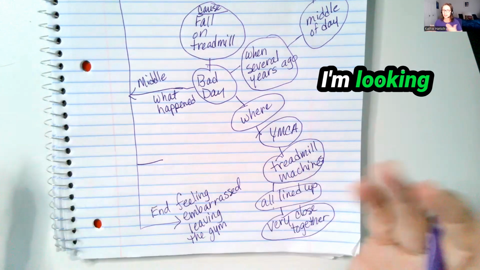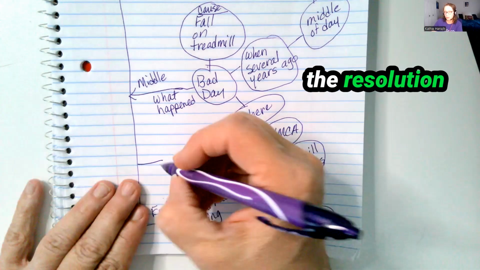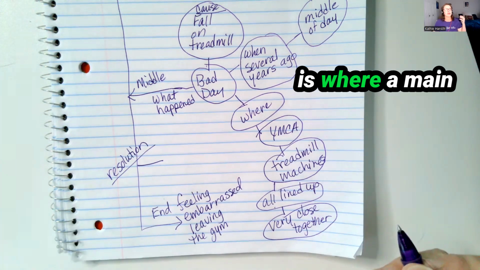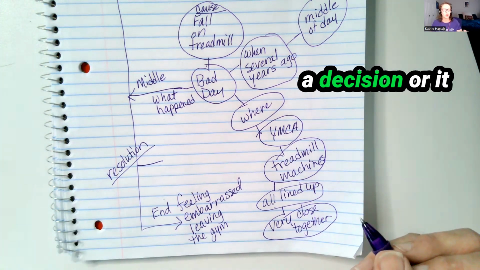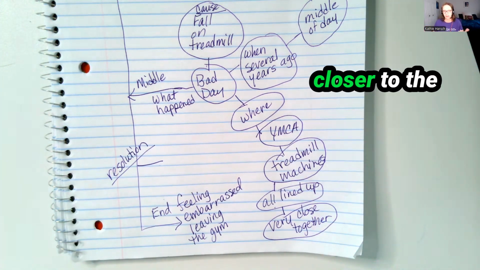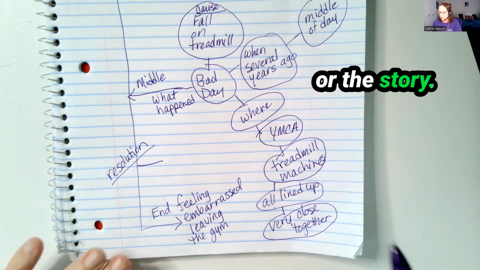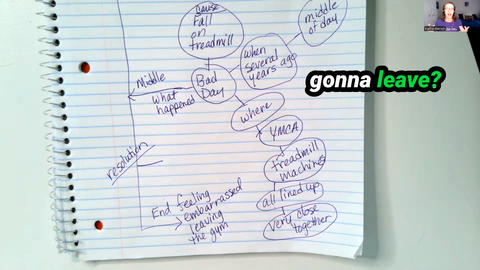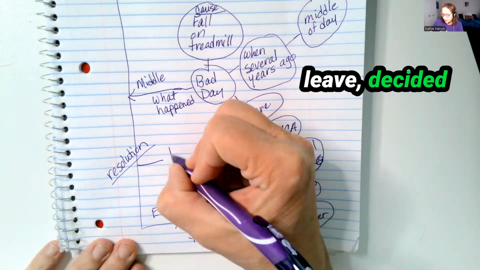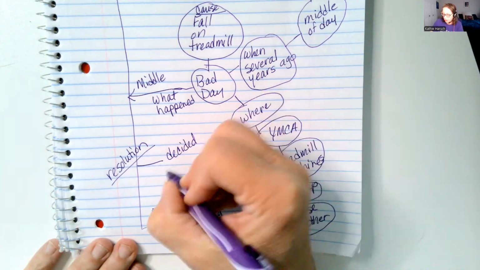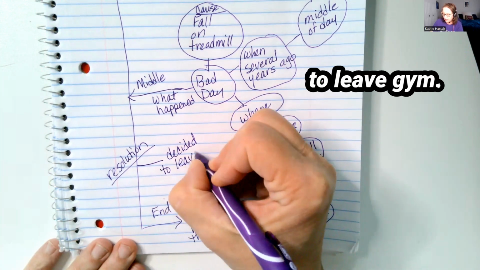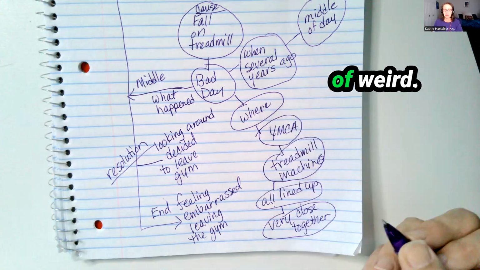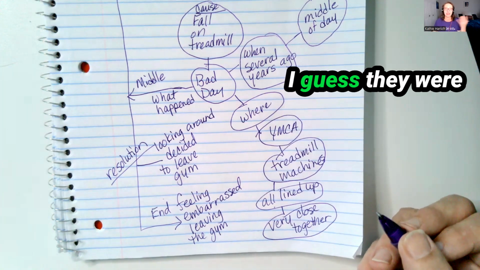I got up and I'm looking around. This is the resolution of my story. So, resolution is where a main character makes a decision or it brings the reader closer to the end of the scene or the story. In this case, I have to make a decision. Am I going to stay or am I going to leave? Obviously, I made the decision to leave, decided to leave the gym. No one reacted. It was kind of weird. I was surprised. I guess they were embarrassed for me.